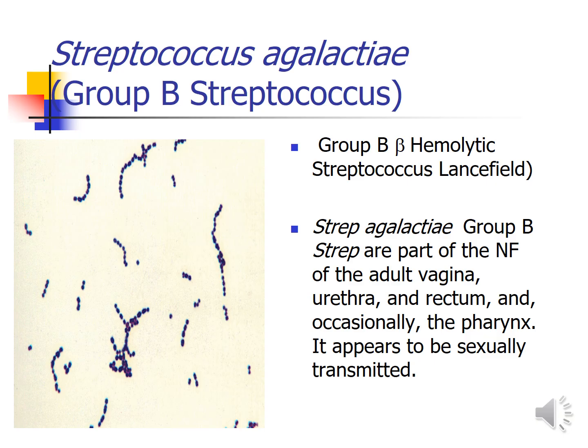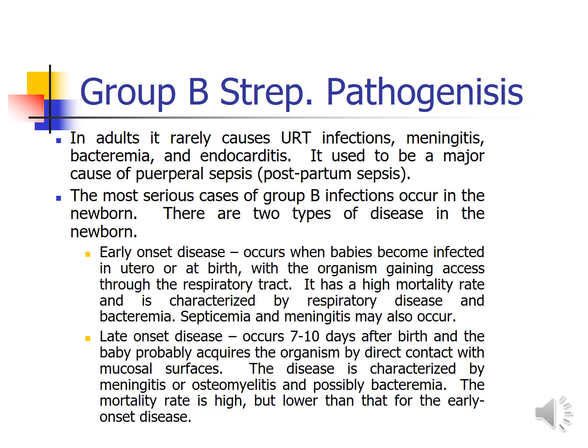Now we talk about group B streptococci. Group B streptococci are also beta hemolytic. They are part of the normal flora of the lower GI tract, vagina, urethra, rectum, and occasionally the pharynx. It appears to be sexually transmitted. So the group B streptococci, Streptococcus agalactiae, may be sexually transmitted. In adults, it rarely causes urinary tract infection, meningitis, bacteremia, and endocarditis. It may be a major cause of puerperal sepsis in postpartum women.